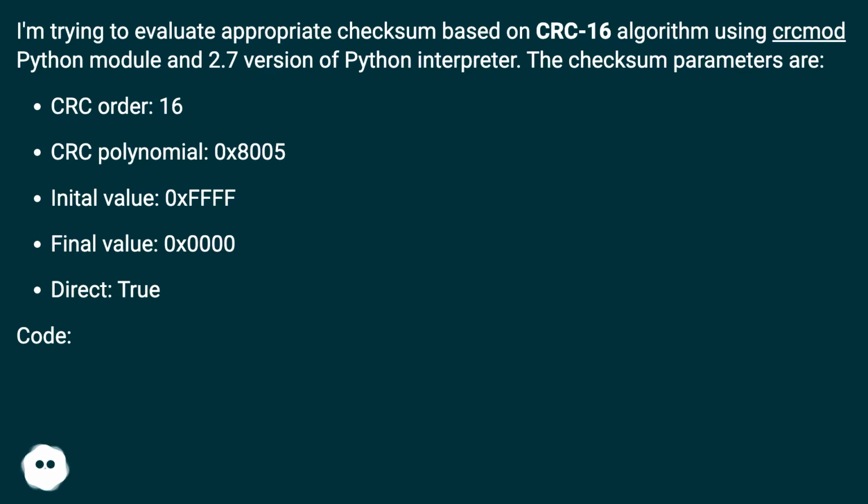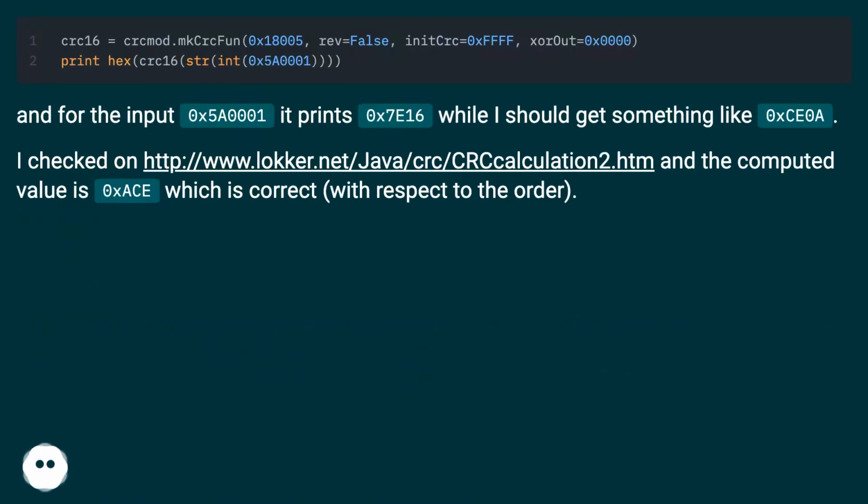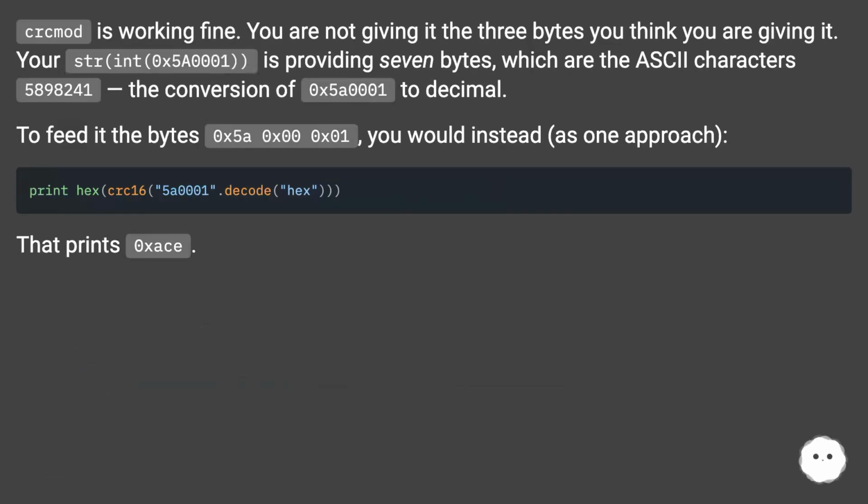Final value, 0x0000. Direct, true. Code. And for the input 0x5A00001 it prints 0x7E16 while I should get something like 0xCE0A. I checked on this URL, and the computed value is 0xACE, which is correct, with respect to the order. CRC mode is working fine.